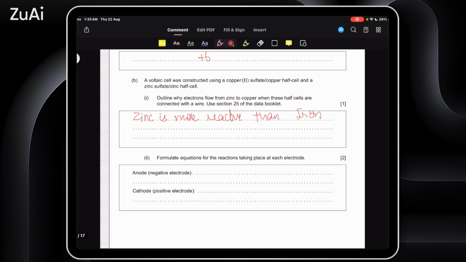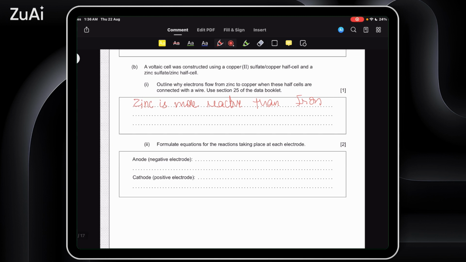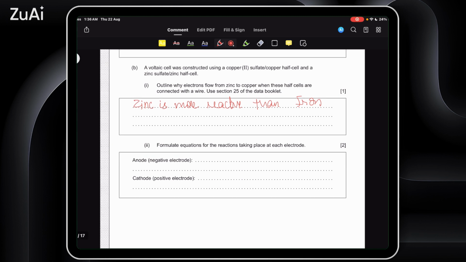Formulate equations that take place at anode and cathode. So when zinc loses electrons, it's oxidation, and copper gains electrons, it's reduction. So anode: zinc loses electrons to form zinc 2 plus ion plus 2 electrons. And these 2 electrons are captured by copper.